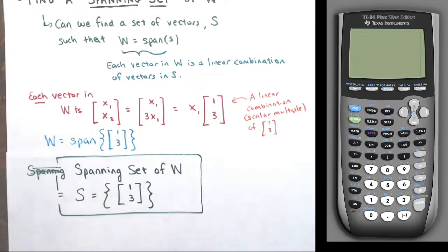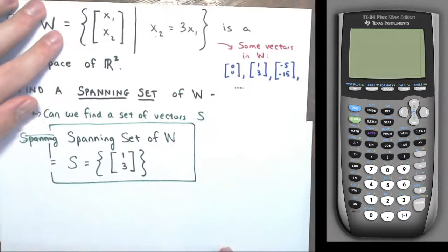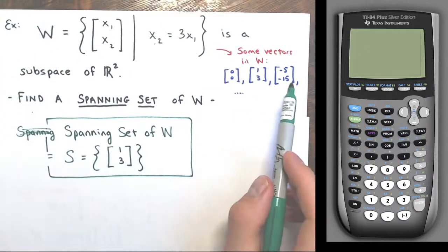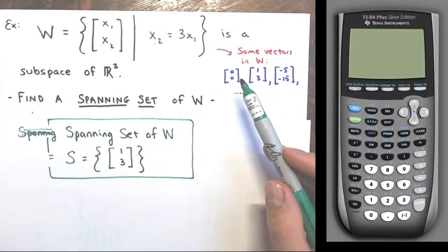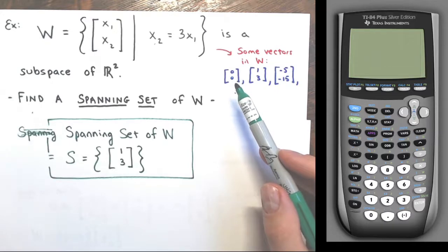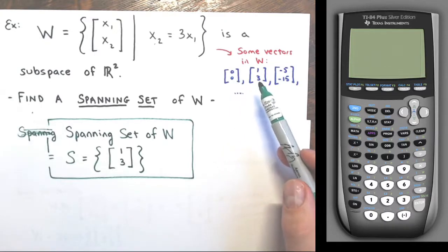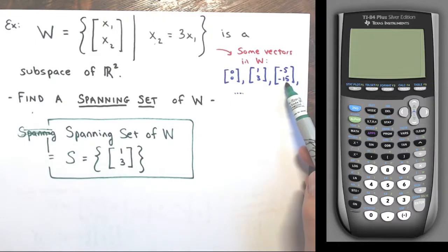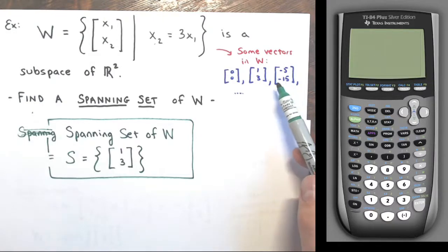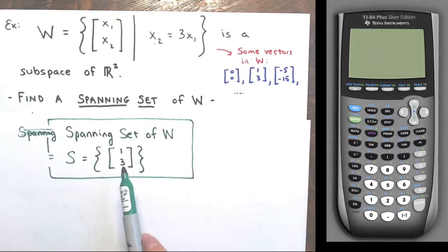Right. And again, you can take a look. I mean, this is just a few examples, but this is a multiple of 1, 3, right? It's 0 times 1, 3. This is obviously a multiple of 1, 3. It's just 1 times 1, 3. This is negative 5 times 1, 3, right? Every vector in W is a linear combination of this vector, a scalar multiple of this vector. So this is a spanning set for W, right?